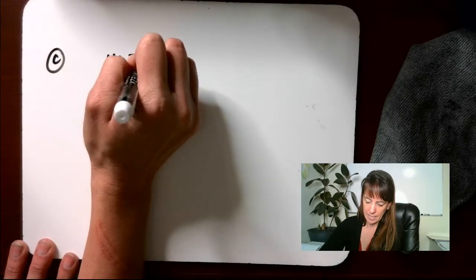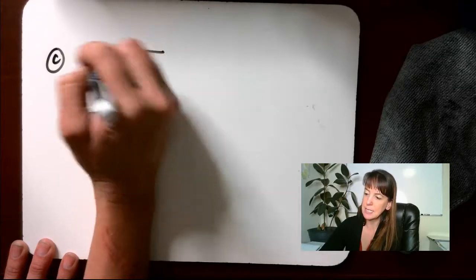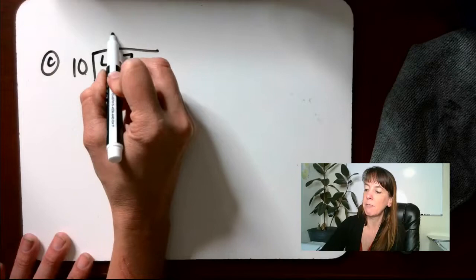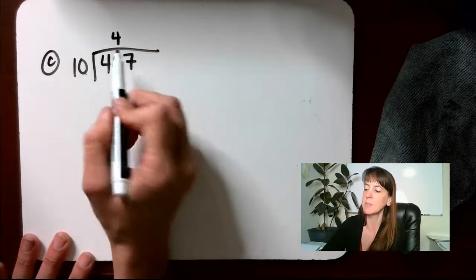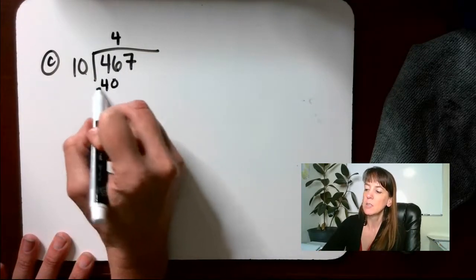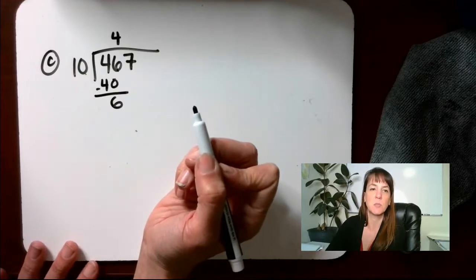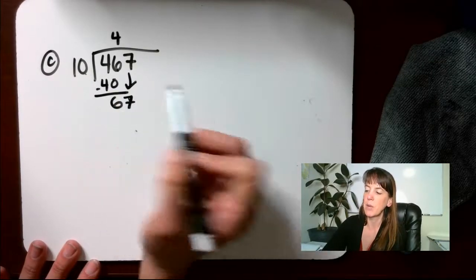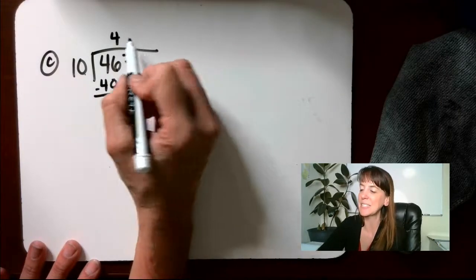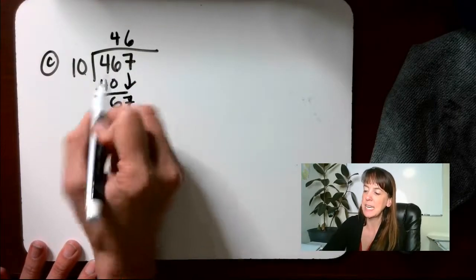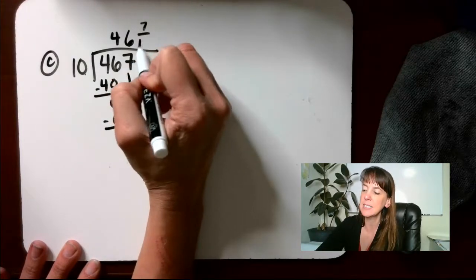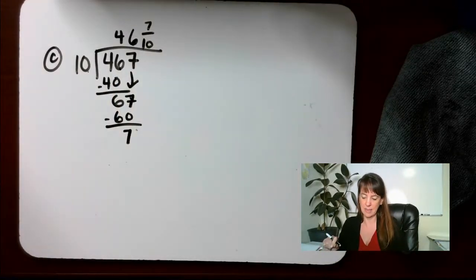All right, so C, divide 467 by 10 and write it as a mixed number. 10 goes into 46 4 times. 4 times 10 is 40. I subtract, and I get 6, and when I subtract, I also bring down the 7. 10 goes into 67 6 times. 6 times 10 is 60 with a remainder of 7. So we write 7/10. 46 7/10.